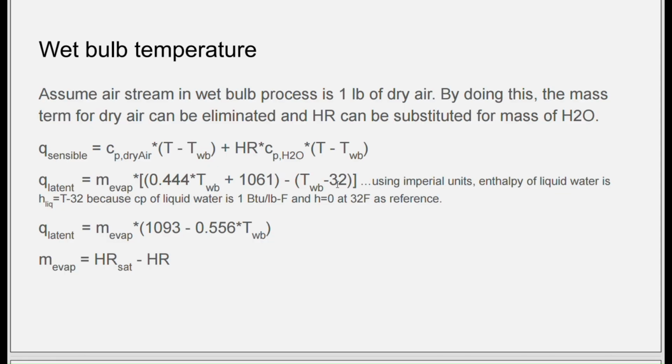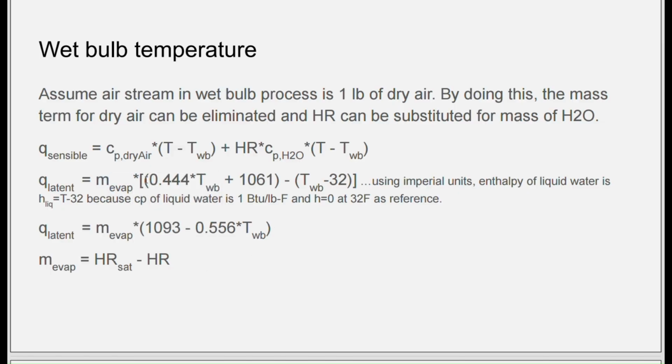And for liquid water, we can write the enthalpy as temperature minus 32. And we do that because we use 32 degrees Fahrenheit as a reference point where H equals 0. And since the specific heat of liquid water is 1 BTU per pound F, we can simply write that the enthalpy of liquid water is temperature minus 32. So this is enthalpy of the liquid water, this is enthalpy of the gas, and then this is the mass of water that got evaporated.